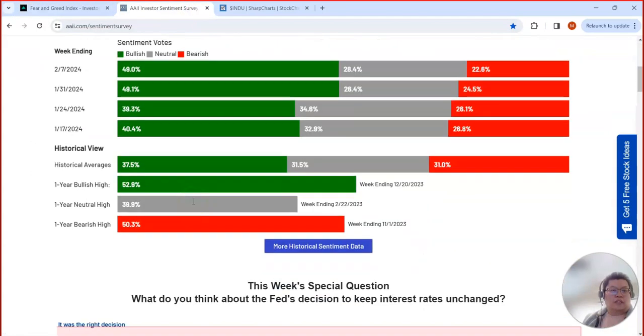On the AAII side, this is pretty high, 49%. It's two weeks in a row now, and the highest was last year, December 20th, at 52%. The bearish sentiment is also very low, 22%. So something to be aware of. Usually when sentiment gets too bullish, the market tends to pull back.